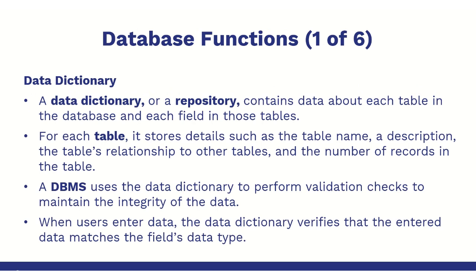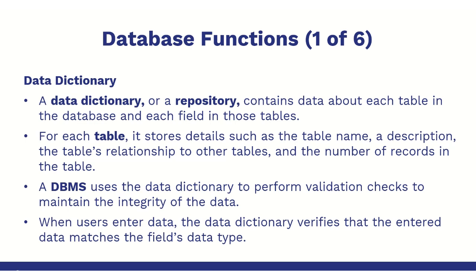Now we are going to talk about database functions. The data dictionary, or the repository, contains the data about each table in the database and each field in those tables. For each table, it stores details such as the table name, a description of the table's relationship to other tables, and the number of records in the table.